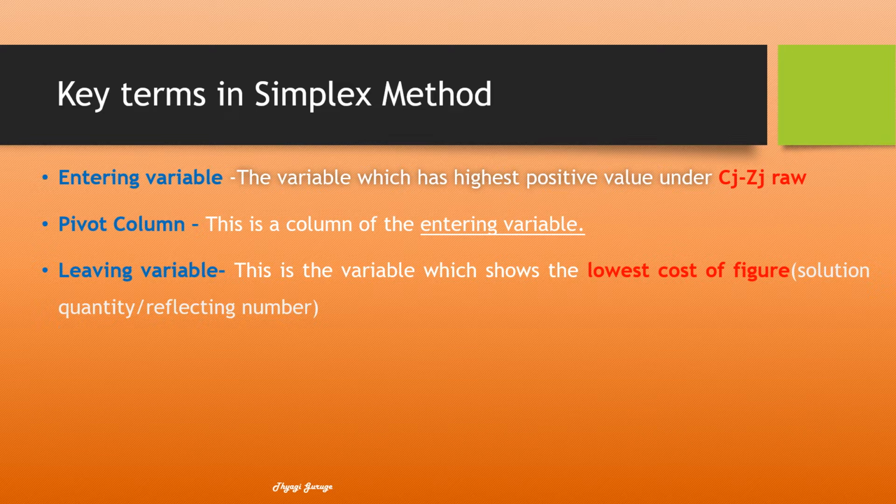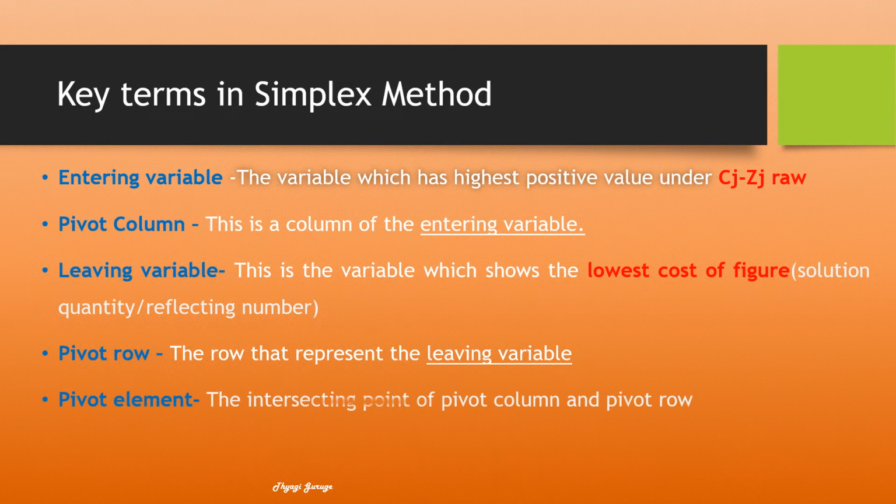Then the leaving variable. This is the variable which shows the lowest non-negative figure under the solution quantity divided by the corresponding number. Pivot row. The row that represents the leaving variable is the pivot row. Pivot element is the intersecting point of the pivot column and pivot row.